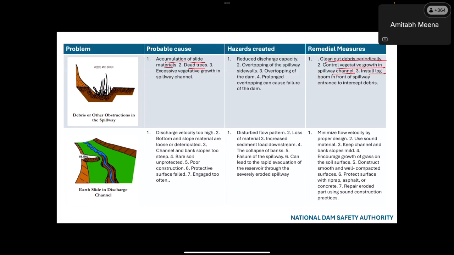This is in the channel, like an earth slide in the discharge channel. This earth has slid into this. So the discharge velocity is too high. If the discharge velocity is too high, then this may also happen. So we should minimize the flow velocity by proper design, use sound materials, and keep channel and bank slopes mild.